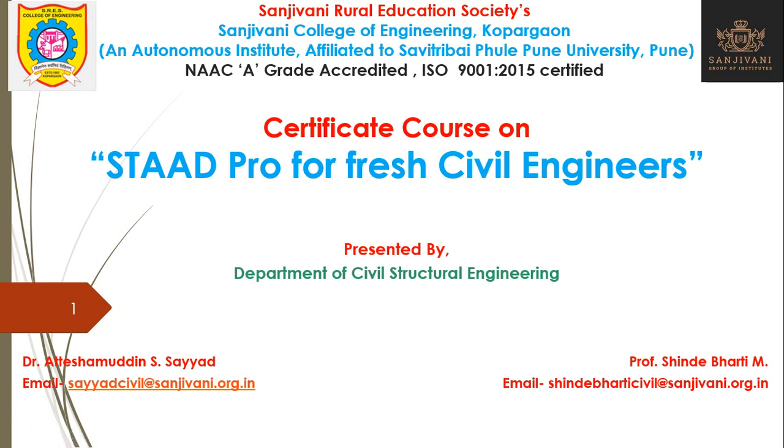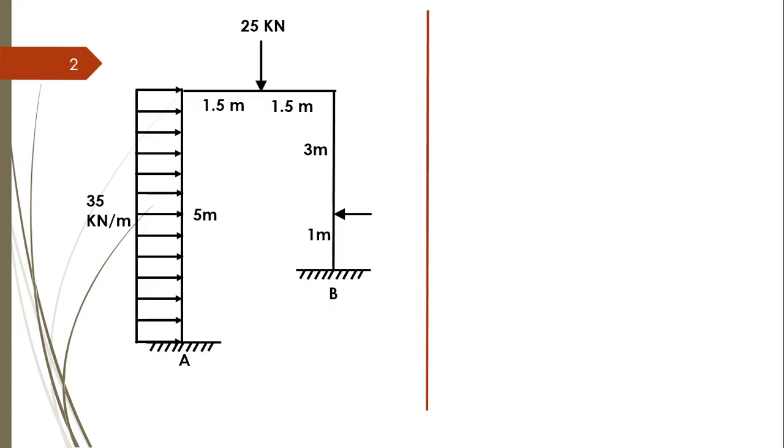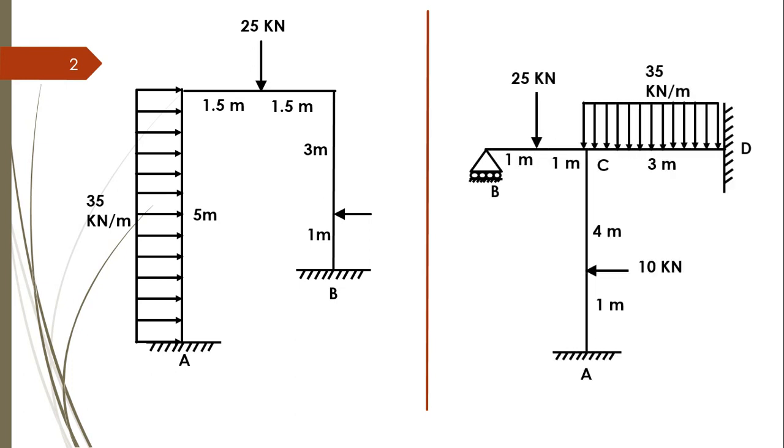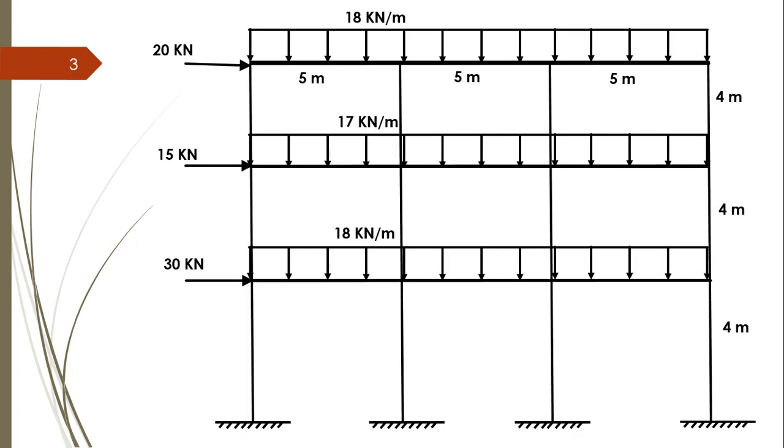Up till now we have completed the analysis of beams, and in the last video we discussed the analysis of single bay frame. In that we solved some problems for analysis of single bay frame, like this is one frame, then this will be the second frame. Now in today's video we are going to discuss the analysis of multi-storied frame.